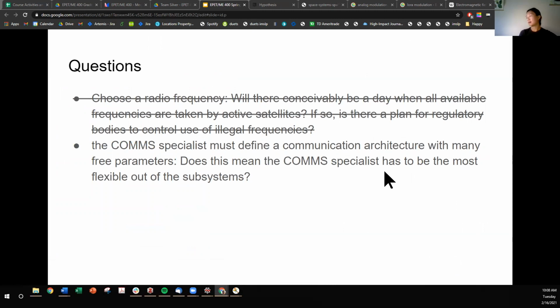Does this mean the comm specialist has to be the most flexible out of the subsystems? I wouldn't say that relatively to the other subsystems, the comms specialist has to be the most flexible. I've never been a comms engineer myself, but it's just a different challenge.